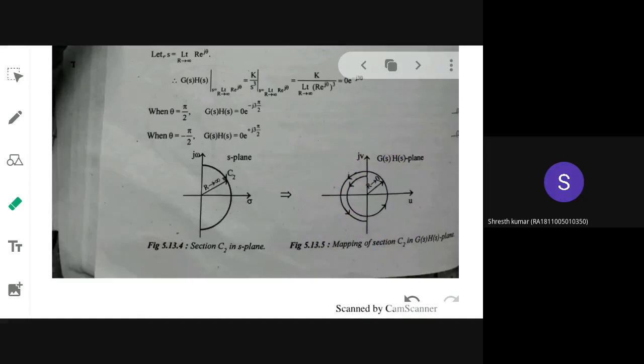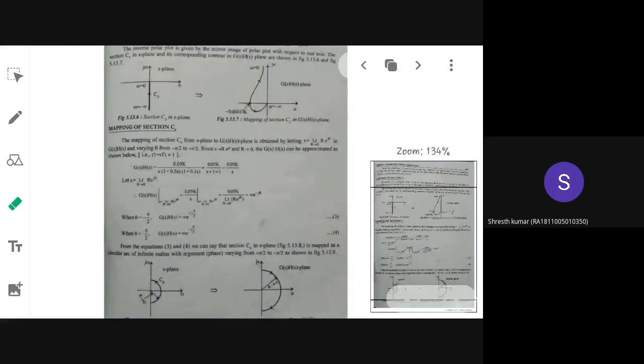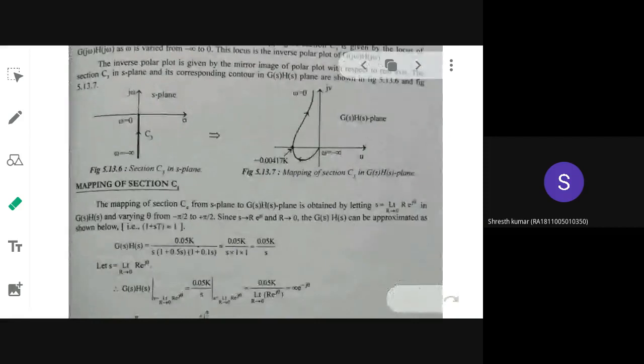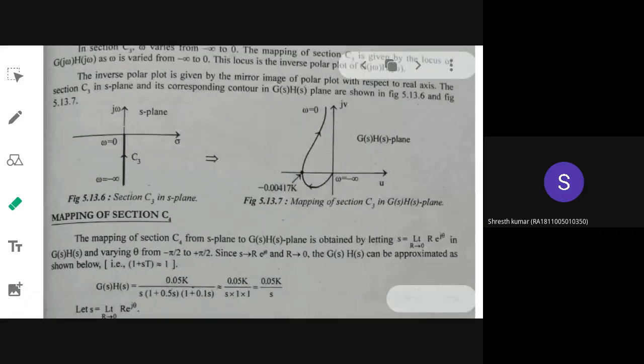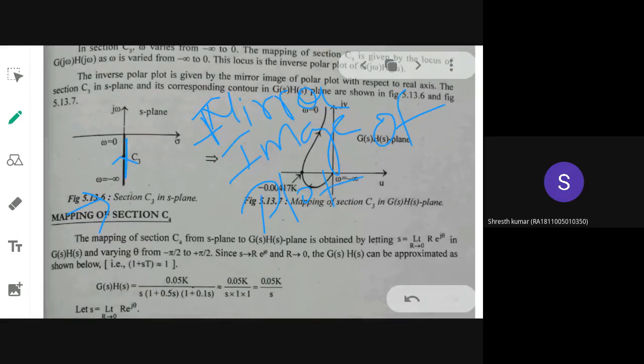Then moving on to the next segment, that is your infinite line segment again, on the opposite side, the negative imaginary axis, which is ranging from omega equal to minus infinity to omega equal to 0. For this case, the map will be the inverse or mirror image of the earlier polar plot that you got. You did not do any more calculations here because for the earlier segment we have already drawn the map. For this segment you have obtained the polar plot.